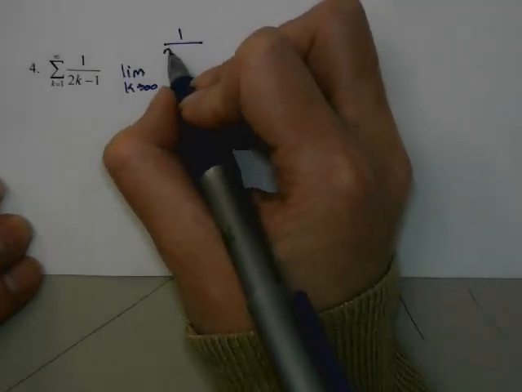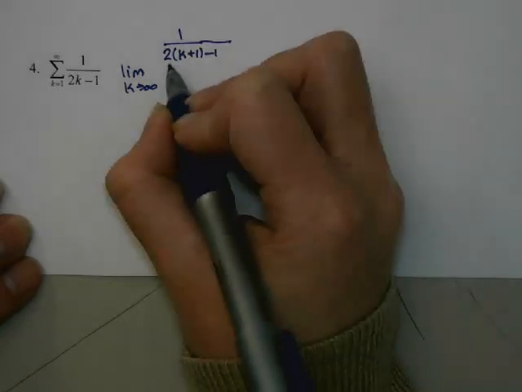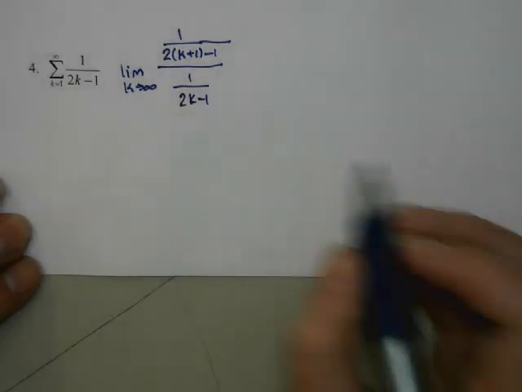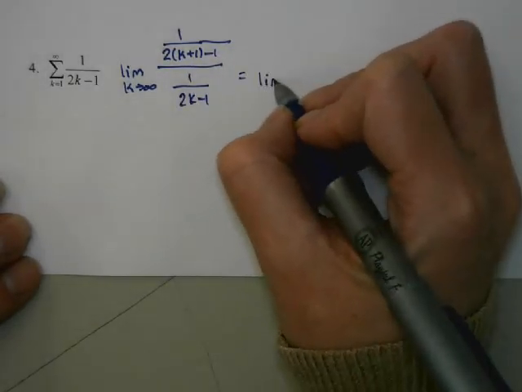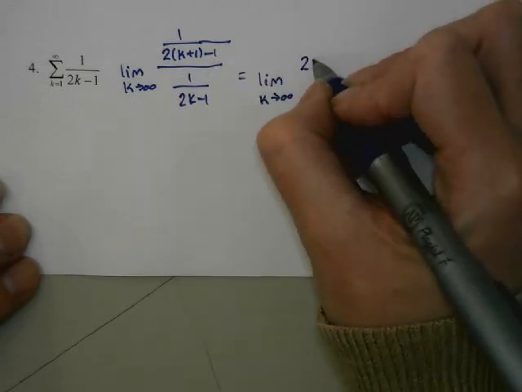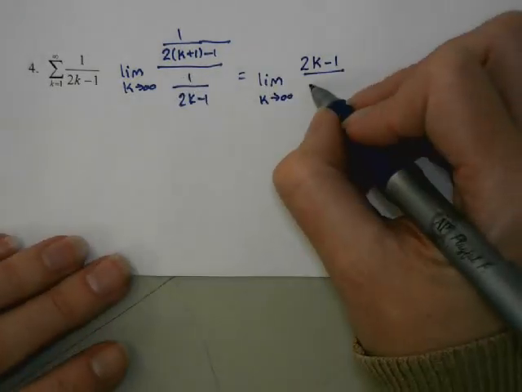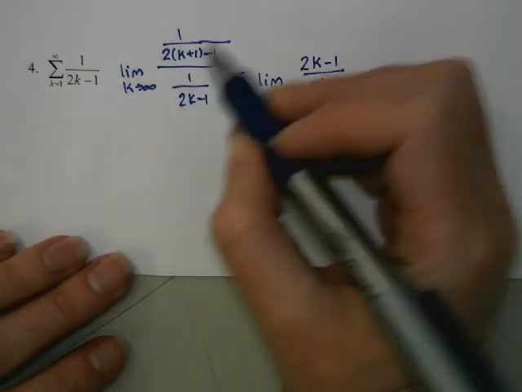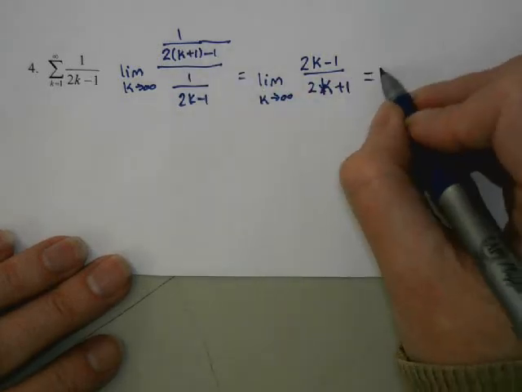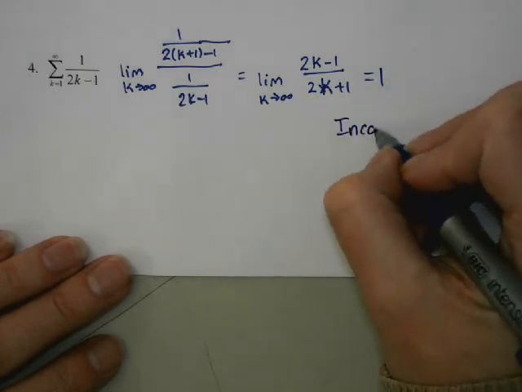So we're going to have 1 over 2 times (k+1) minus 1, over 1 over 2k minus 1. Okay, so when I multiply by the reciprocal, we're going to have 2k minus 1 on the top. In the bottom, this is going to be 2k plus 2 minus 1, so 2k plus 1. Well, this limit is 1. And if we get 1, the test is inconclusive.